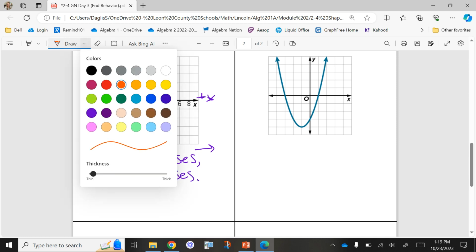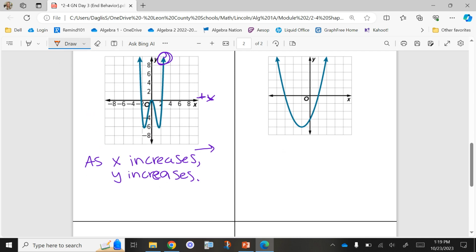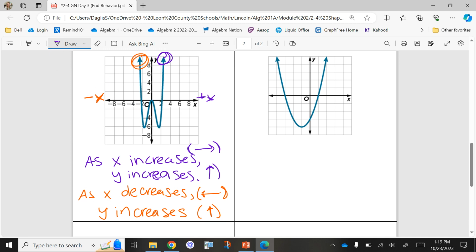Okay. Now we're going to say on the left side. And so instead of saying the left side, we're going to say when my x's decrease. Because that's when my x's go into the negative values. They're getting smaller. So as x decreases, we're looking on the left side. What are my y's doing? They are also increasing. The left side is going up. I like my arrows. And then over here, the right side was also going up.